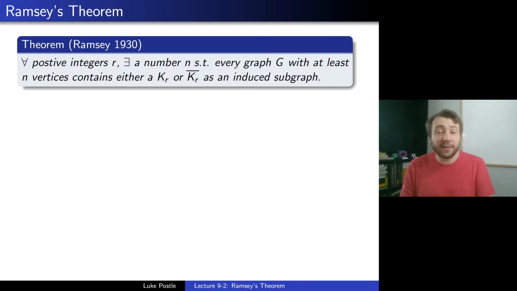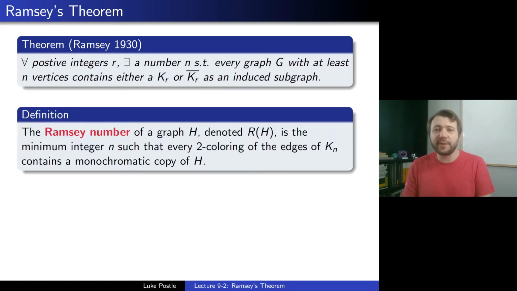It says the answer to these more specific questions is yes. Ramsey proved in 1930 that for every positive integer r, there exists a number n such that every graph G with at least n vertices contains either a K_r, that's a clique, or a K_r complement, which is an independent set, as an induced subgraph. Induced is there just to make sure you can't cheat with the independent set. So you can really find a large clique or a large independent set. That's what we'll be trying to prove today. We'll be giving various proofs of that.